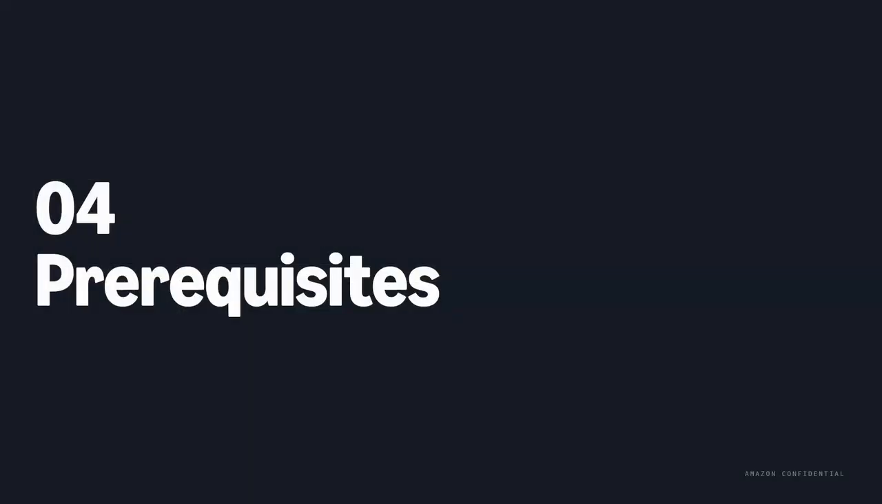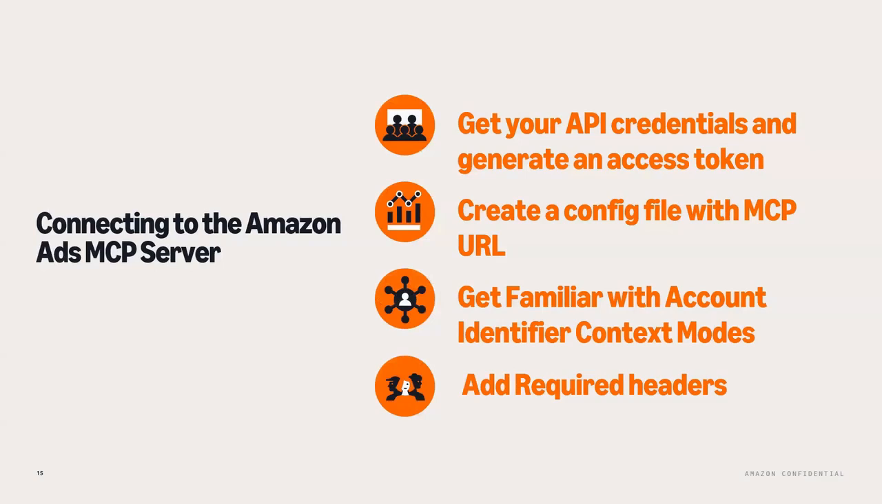Now, let's talk about what you need to get started. Getting connected is straightforward. There are more or less 4 steps. First, you will need the Amazon Ads API credentials and generate an access token. This is the same workflow you would use for any Amazon Ads API integration.